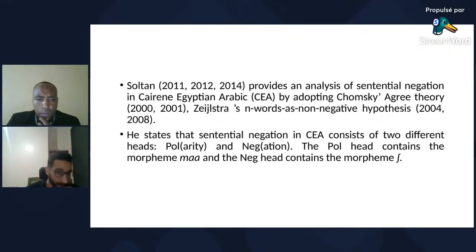So another author here, Sultan, provides an analysis of sentential negation in Cairene Egyptian Arabic by adopting Chomsky's agree theory and Zeijlstra's non-negative hypothesis. This is a well-known hypothesis. Okay, he states that sentential negation in Cairene Egyptian Arabic consists of two different heads. We have polarity and negation. The pole head contains the morpheme ma, and the neg head contains the morpheme sh.